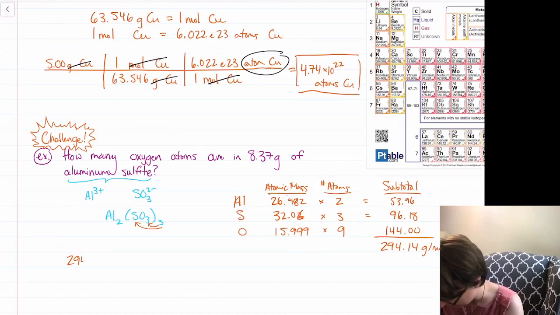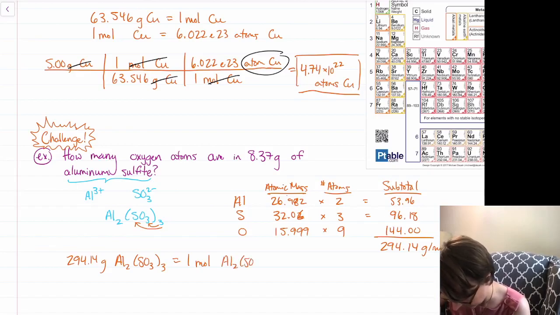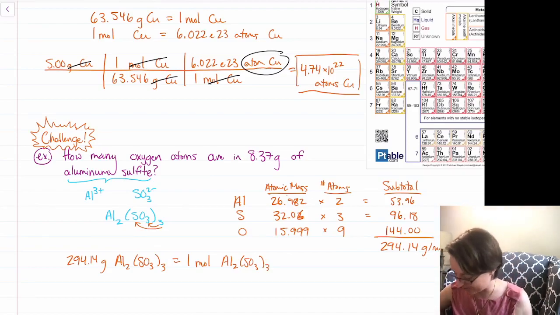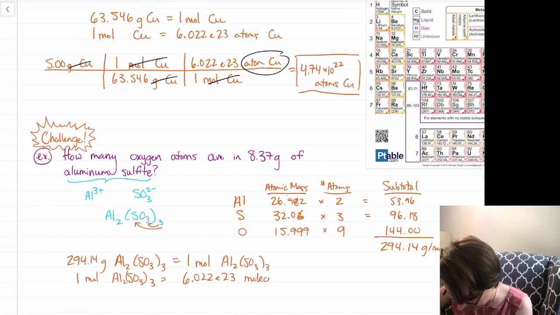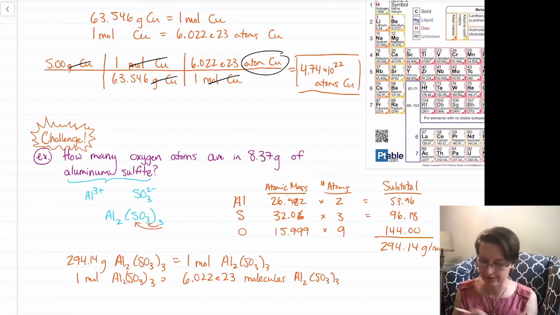We've got 294.14 grams of aluminum sulfite being equivalent to 1 mole. And then once again, we know Avogadro's number is going to work for us. So as soon as I have moles of aluminum sulfite, we know that that's going to be equal to an Avogadro's number of particles. And here, I'm going to use the word molecules because I think that's the word that makes the most sense, since aluminum sulfite is a molecule, not an atom.